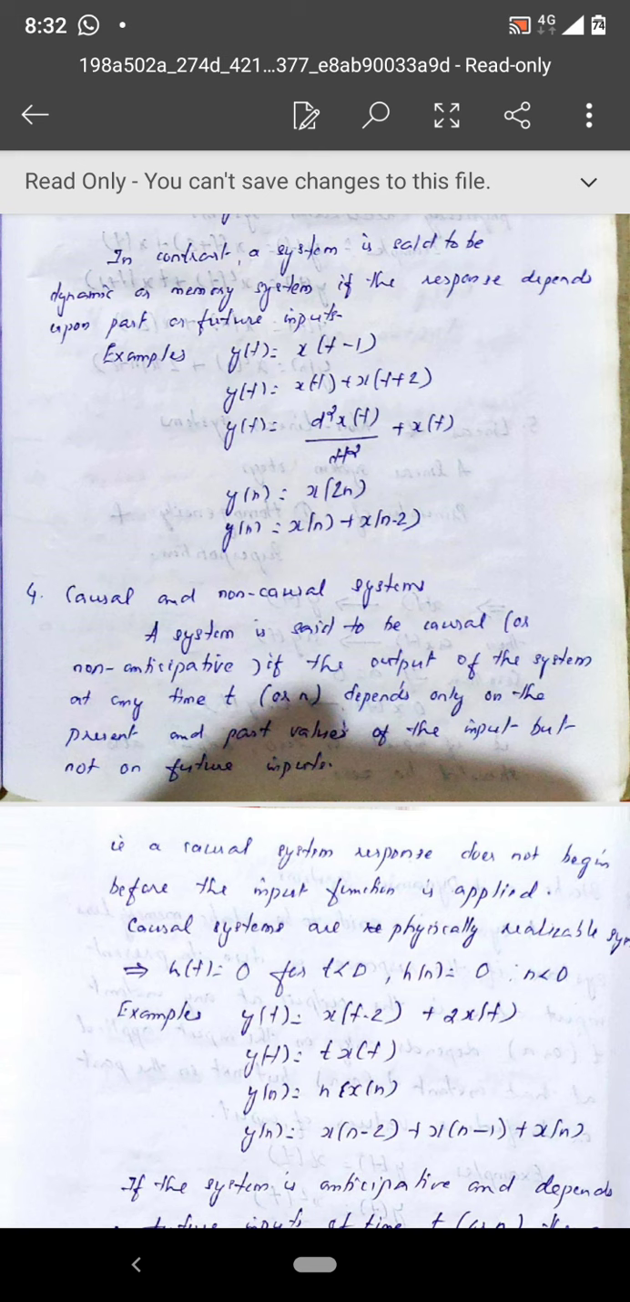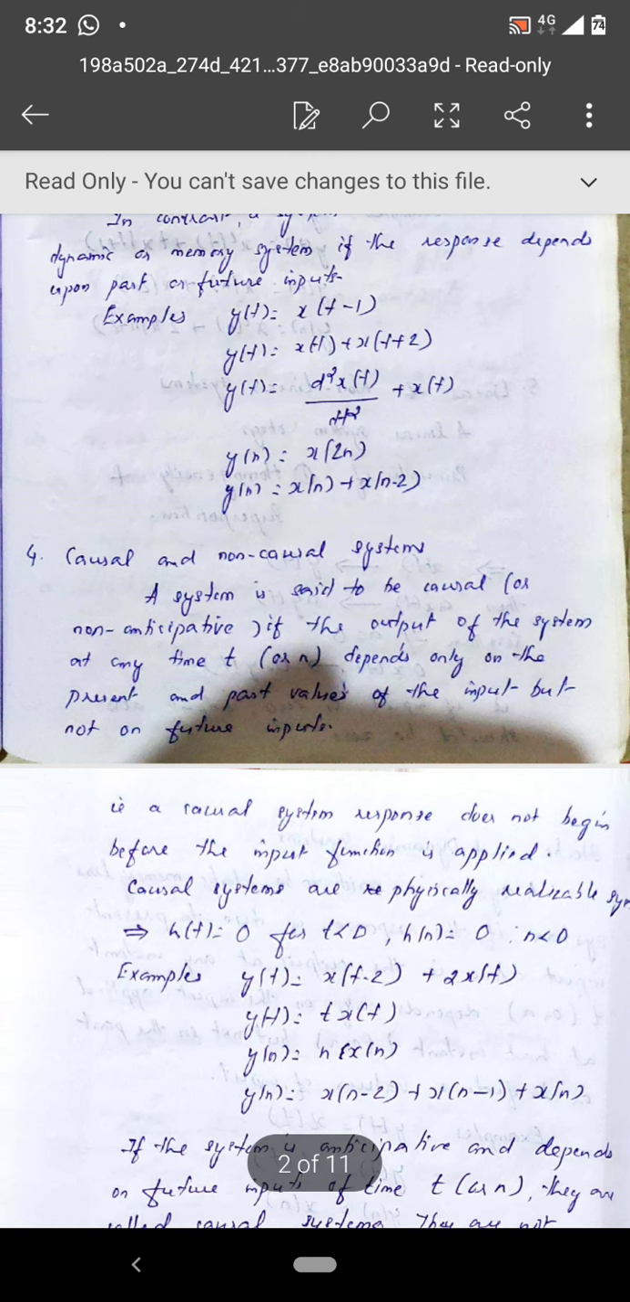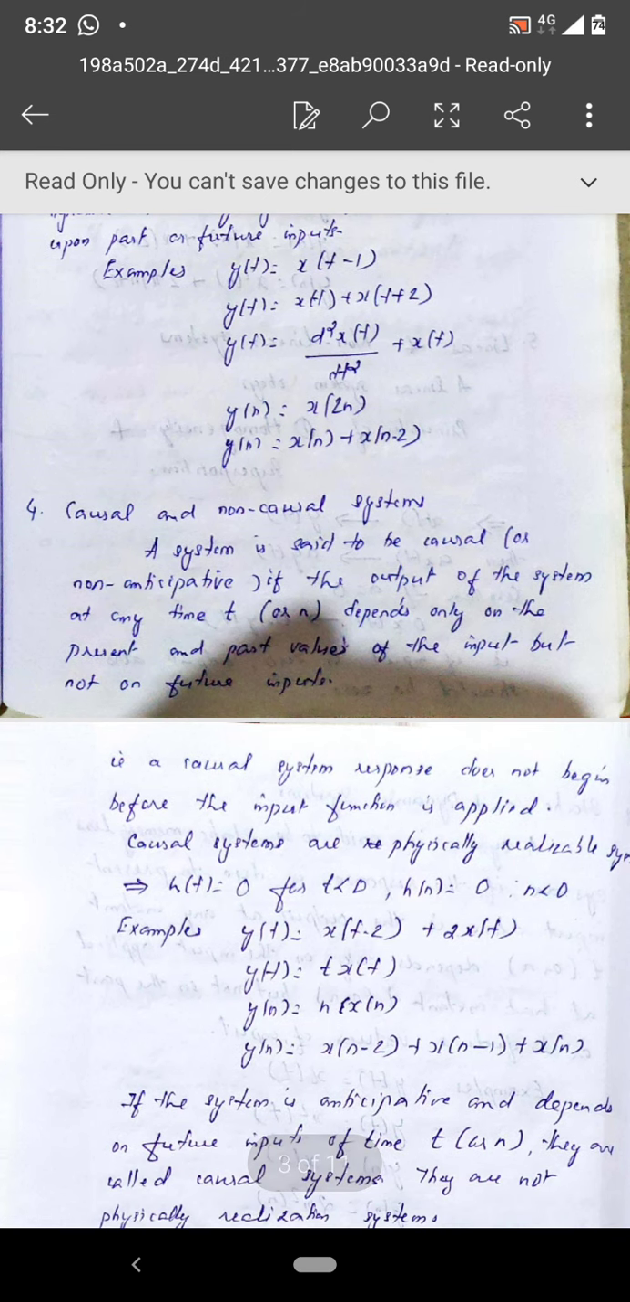So whenever you want to ensure a signal to be causal or strictly causal, you have to multiply that signal with u of t. Okay, so u of minus t is a strictly anti-causal signal. Okay, so what is a causal and a non-causal system?